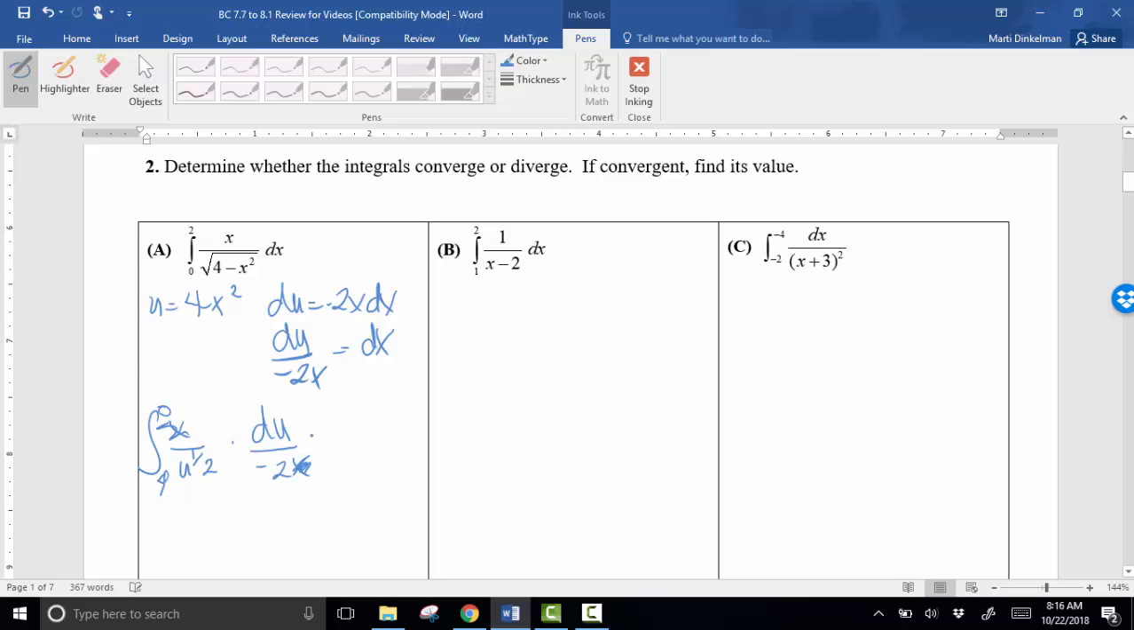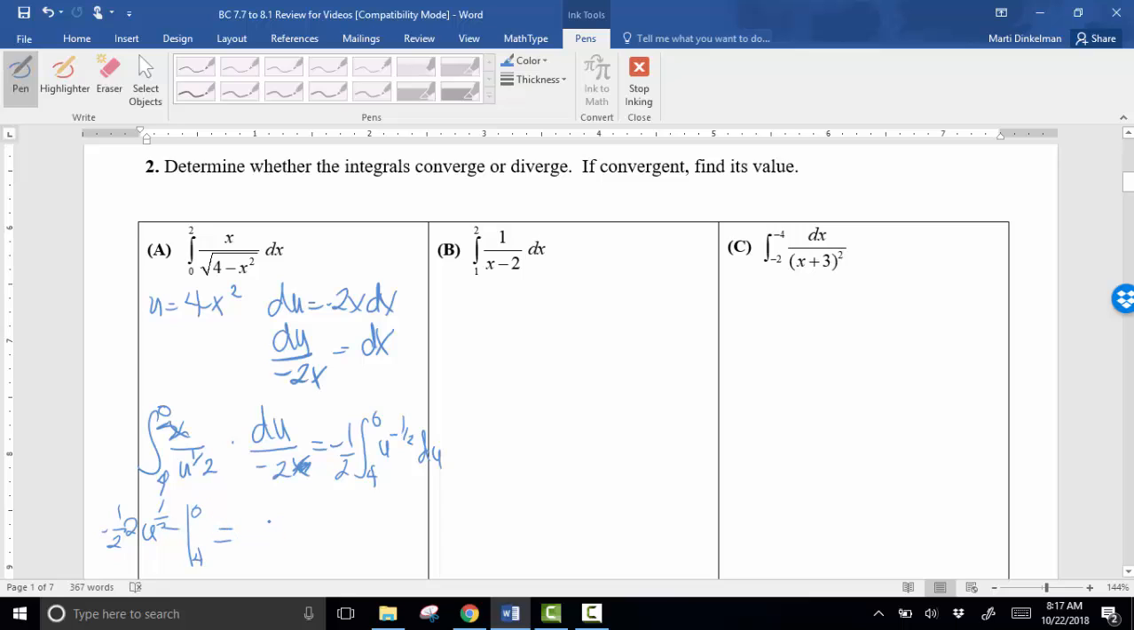Okay, so I'm going to rewrite this integral as negative 1/2 integral from 4 to 0, and I'm going to call this u to the negative 1/2 du. All right, so let's add 1 to the exponent. So u to the 1/2, there's a negative 1/2 already there, and I need to technically divide by my new exponent, which is 1/2. That's the same as multiplying by 2. I'm just going to sneak that in there. 4 to 0.